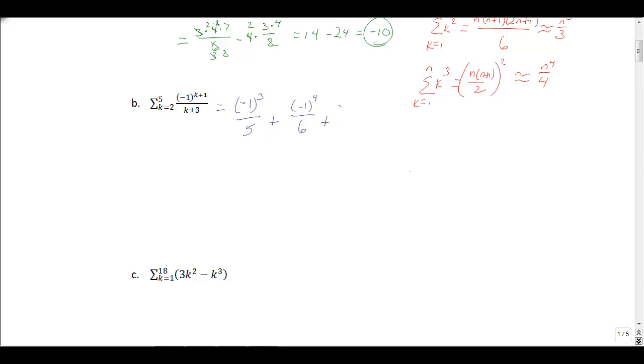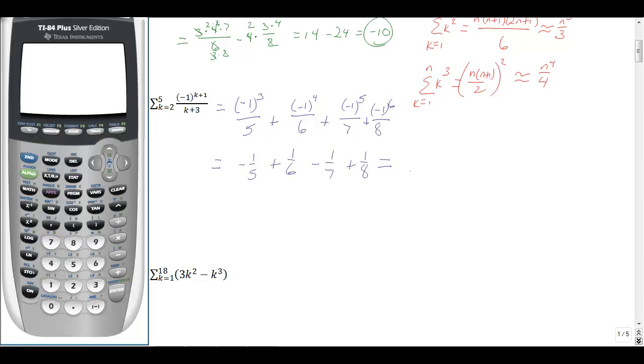Plus when k is 4, I get negative 1 to the 4 plus 1 is 5, over 4 plus 3 is 7. Plus when k is 5, I get negative 1 to the 6th, over 5 plus 3 is 8. This all works out to be negative 1/5 plus 1/6 minus 1/7 plus 1/8. So not so bad, 4 terms added together. Could do some fraction arithmetic there.